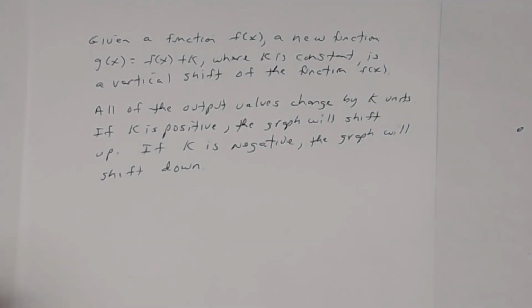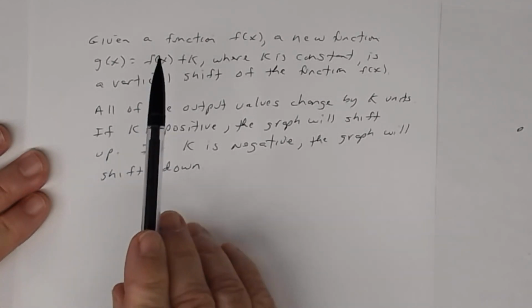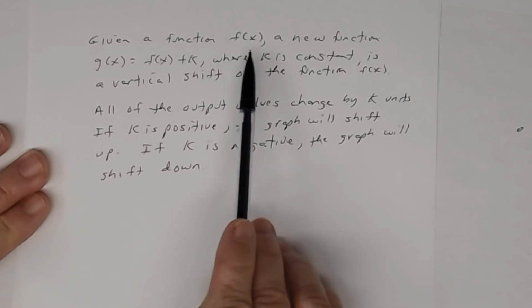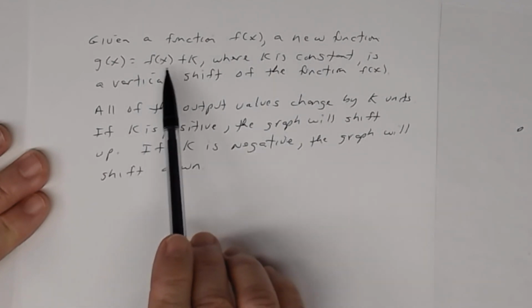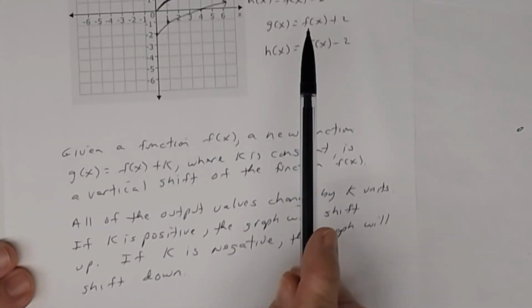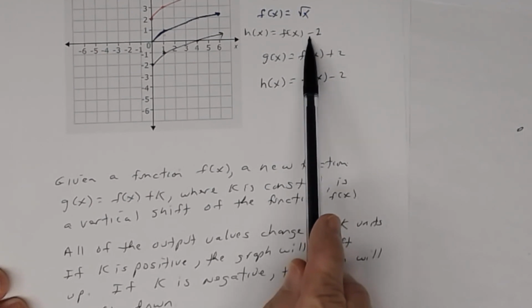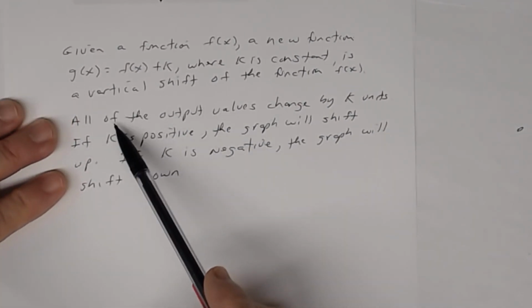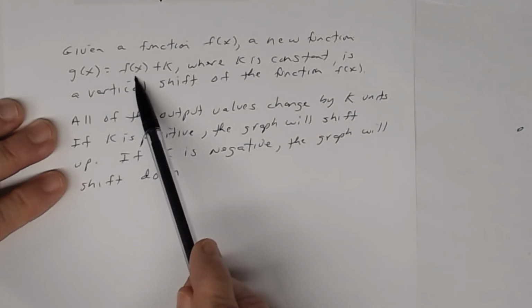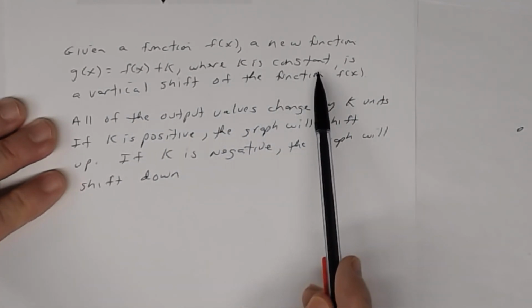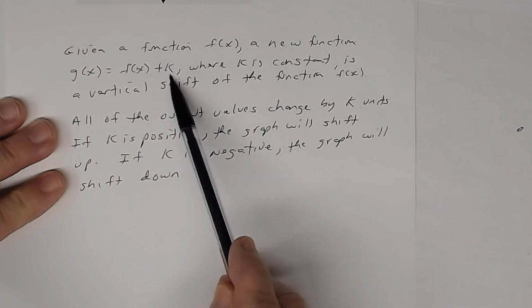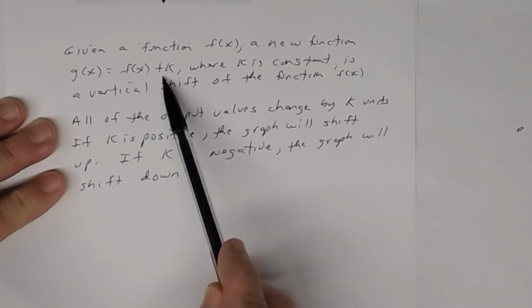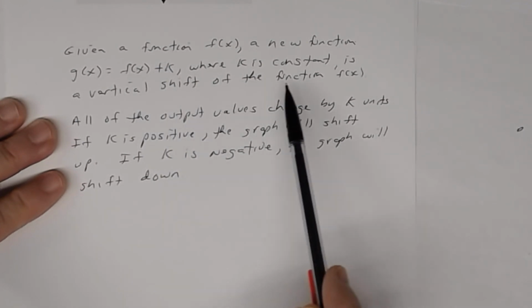All right, so from what we just talked about, we now know this. And remember, the vertical shifts are the easiest. So given a function f of x, a new function g of x, which is f of x plus k, which is what we have here, f of x minus 2, f of x plus 2. Where g of x is f of x plus k, where k is a constant, is a vertical shift.